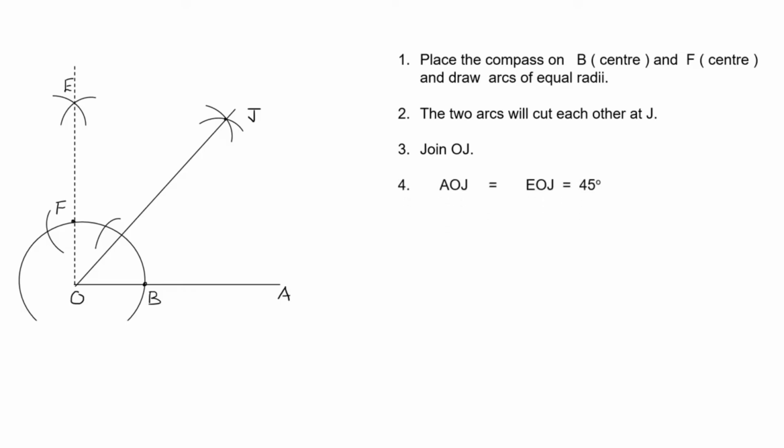So now angle AOJ, where is that? AOJ, that is this angle, is equal to angle EOJ, that is 45 degrees each. So this is 45 and this is 45. 45 degrees and 45 degrees. So we have constructed angle 45 degrees. So the first thing is construct 90 degrees and bisect it, you will get 45 degrees.